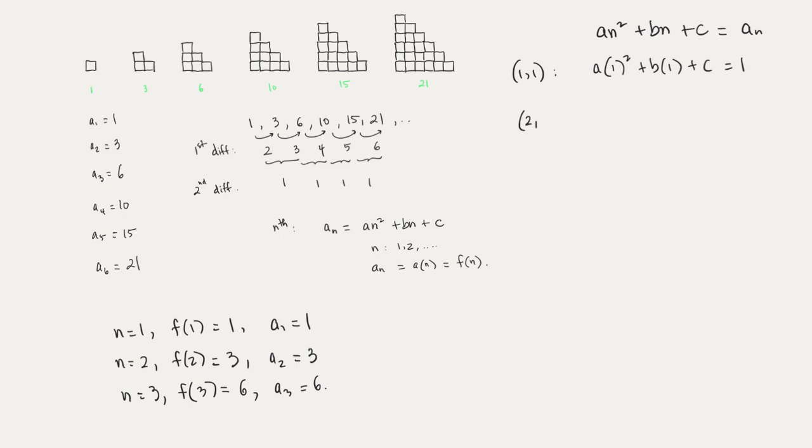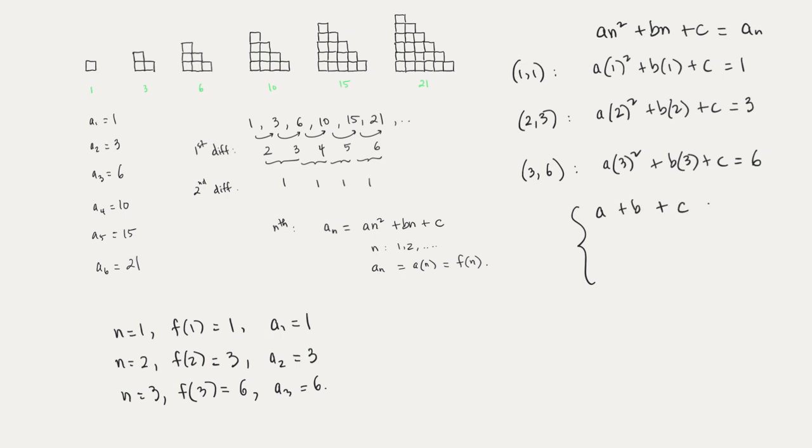When n equals 2, a sub 2 is 3. If we plug 2 into n, we have a times 2 squared plus b times 2 plus c equals a sub 2. A sub 2 is 3. And when n equals 3, a sub 3 equals 6. If we plug 3 into n, we have a times 3 squared plus b times 3 plus c equals 6. And we end up with a system of equations, a plus b plus c equals 1.